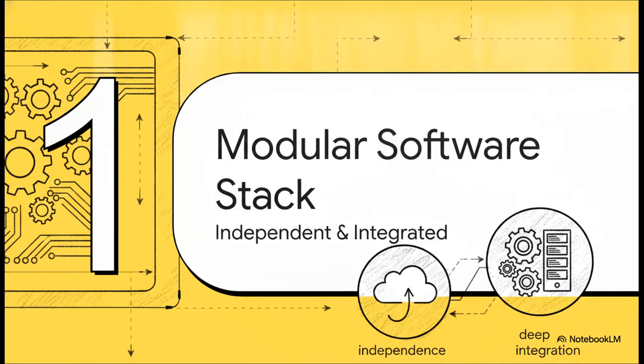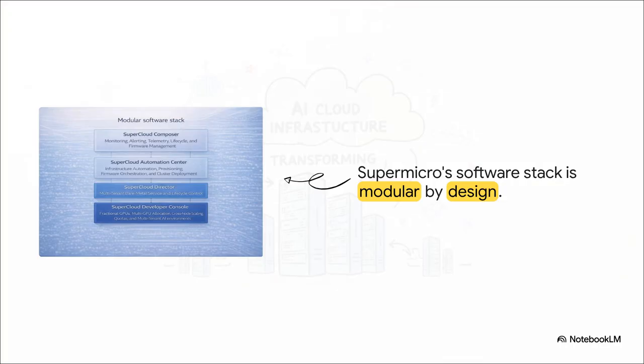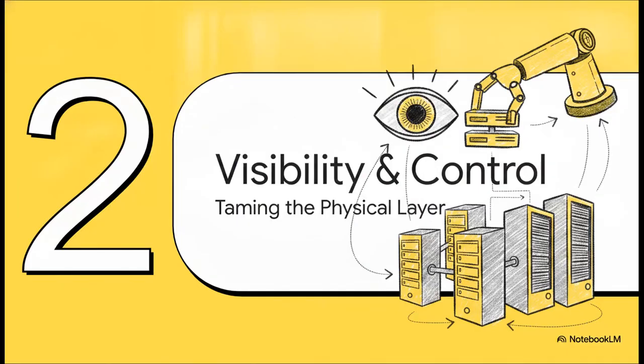Starting with Section 1, a modular software stack, independent but integrated. What's genuinely fascinating here is that these 4 tiers, Composer, Automation Center, Director, and Developer Console, are designed as a huge relief for IT teams because of their flexible consumption. You absolutely do not have to rip and replace everything in your current data center. If you just need bare metal services, you deploy just that. Just need monitoring, you deploy that. You pick exactly what you need without sweating over cross-platform dependencies. But obviously, when you do use them together, you totally avoid the operational and security nightmares of trying to stitch together completely different platforms.